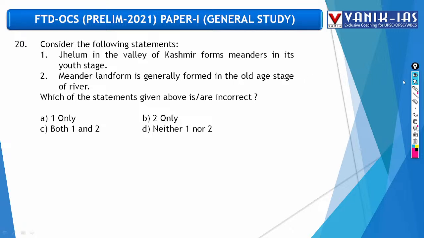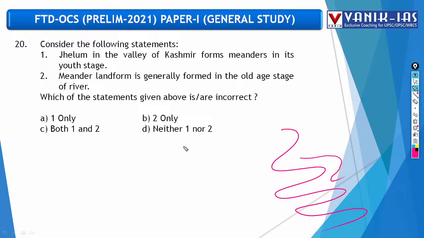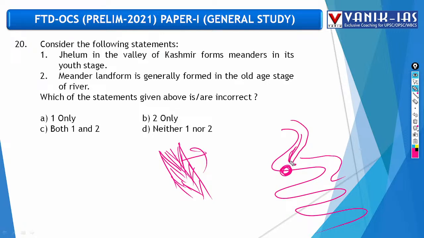Consider the following statements. Jhelum in the valley of Kashmir forms meanders in the youth age. No. See, meanders means this. It happens when the soil is soft. But during the initial stage, the soil is very hard, and we see deep canyons, and the speed is very high. Meanders form especially in the lower regions, so meanders generally come from the older-stage river. The second statement is right, the first is wrong. So 2 only is the answer.